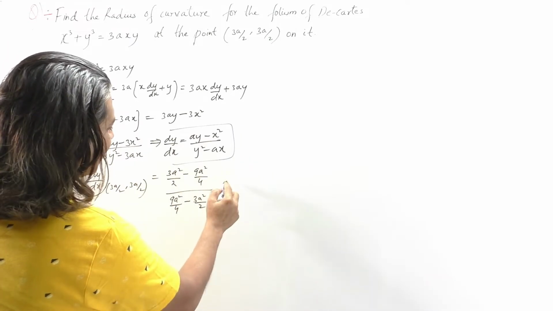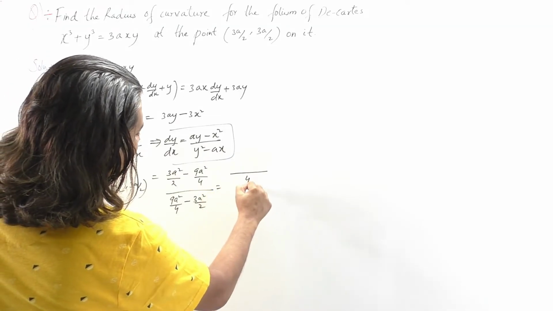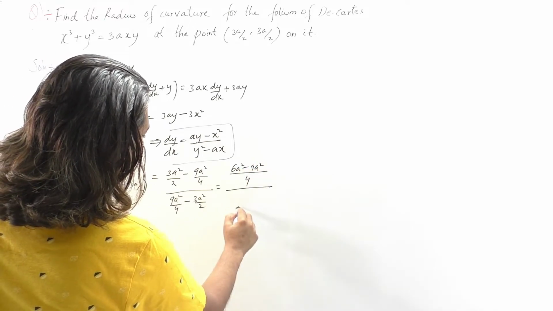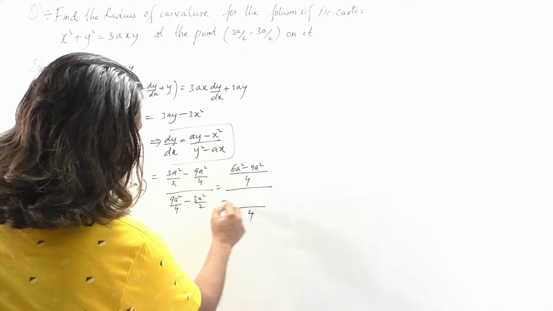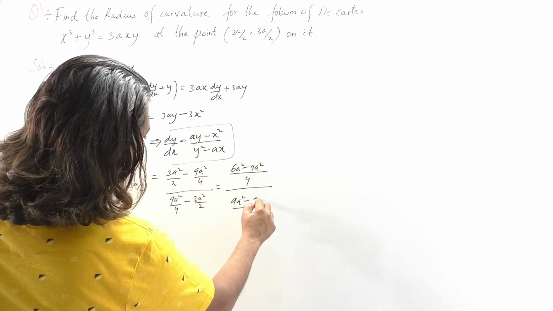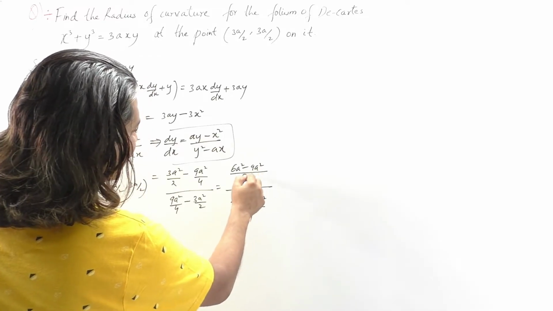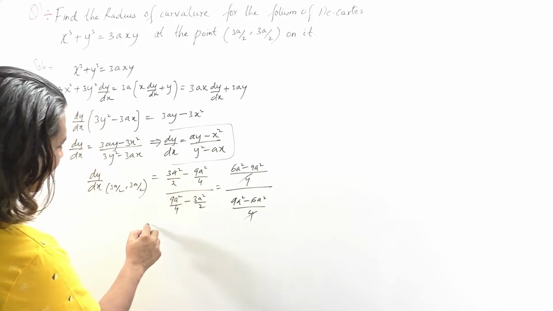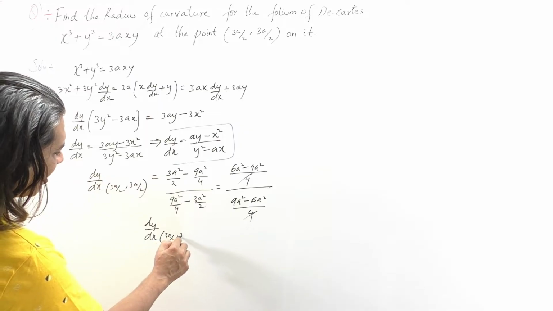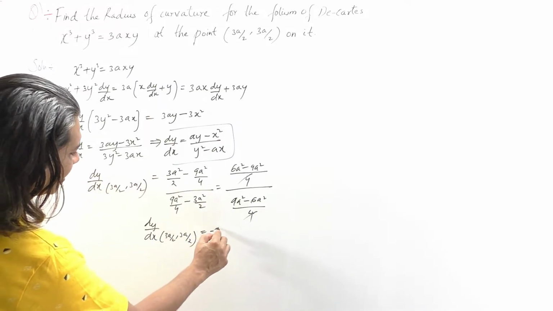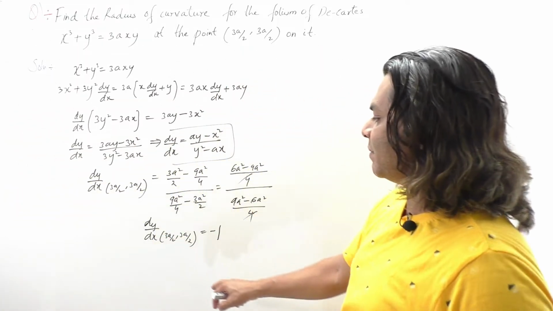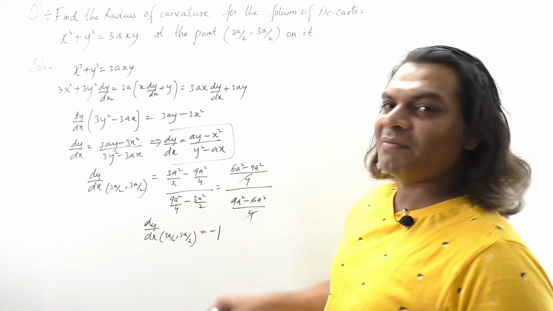If you solve it, I'll solve it for you. We have the LCM as 4 here. So (6a square minus 9a square) divided by, again LCM is 4, (9a square minus 6a square). So it cancels, we have minus 3a square by 3a square. So we get dy by dx at the point (3a/2, 3a/2) is equal to minus 1. So we have already found that dy by dx at the point (3a/2, 3a/2) is nothing but minus 1.